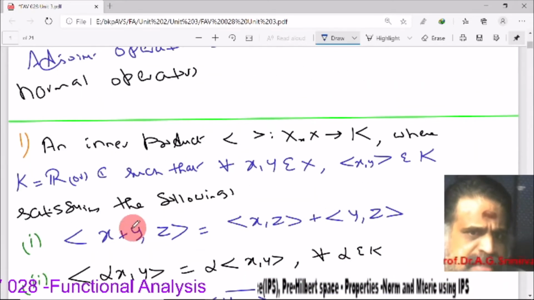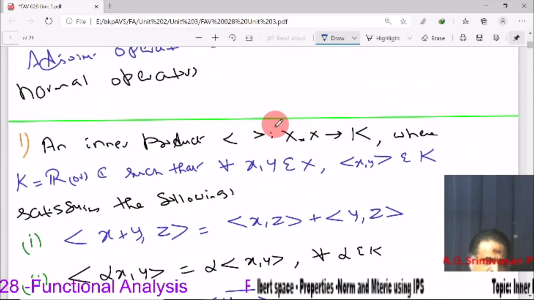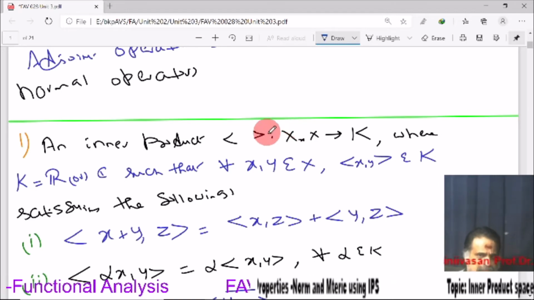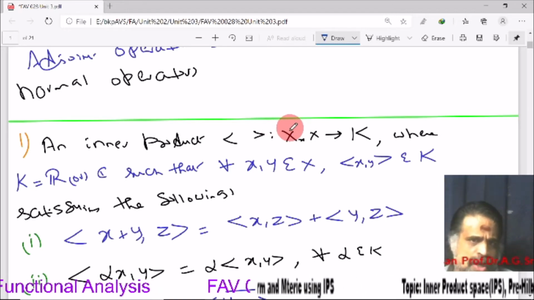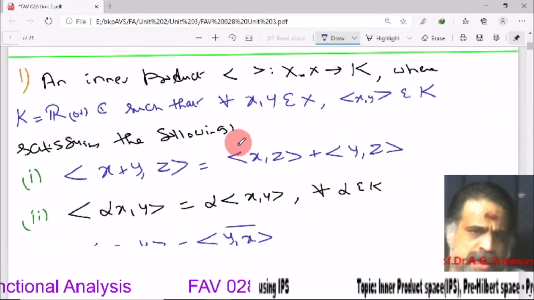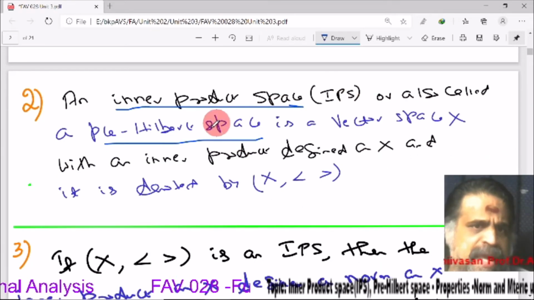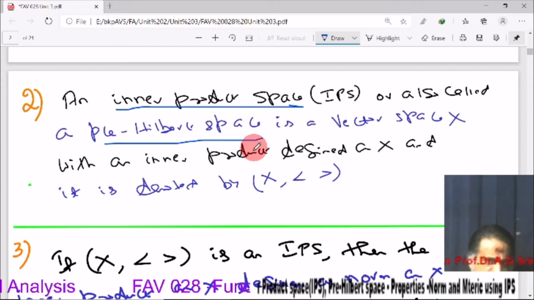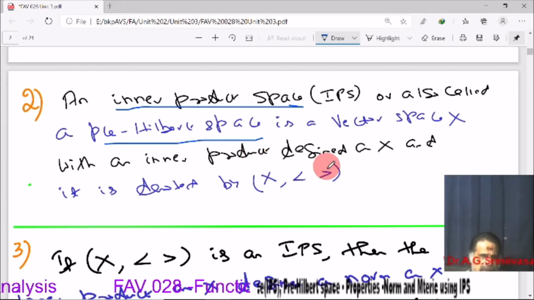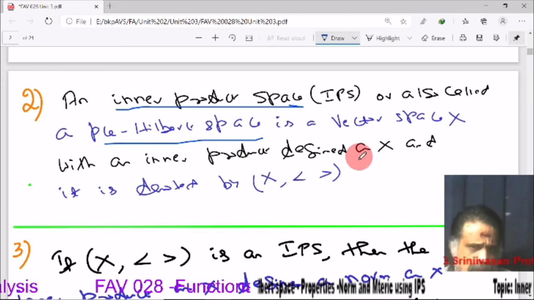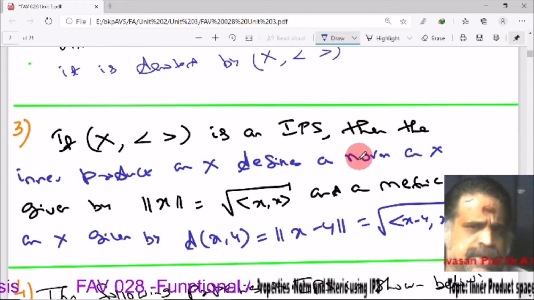So, besides the inner product, it is also a vector space. So, this X becomes a vector space with an associated inner product. So, an inner product space or IPS or a pre-Hilbert space is a vector space associated with an inner product. Now the third point is very interesting.